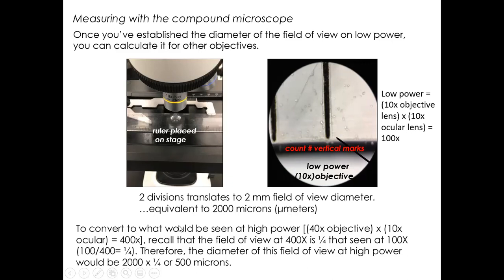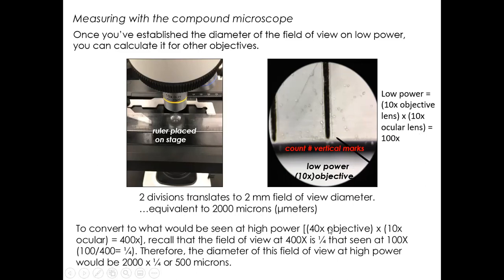So if you say you want to know what you're seeing on the 40x objective, you have to do a little math. You can base it on what you're seeing on the 10x here and figure out what you're seeing. So, on the 10x, you've got the 10x ocular and the 10x objective. So your total magnification is 100x. So for 100x magnification, you can see 2 millimeters or 2,000 micrometers, okay?